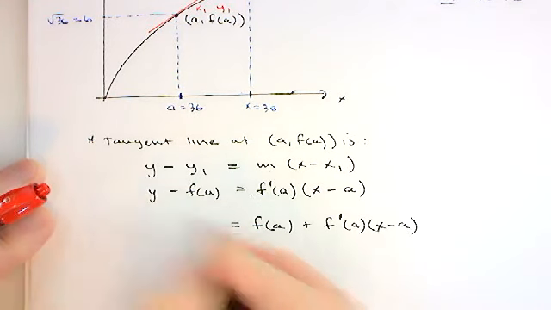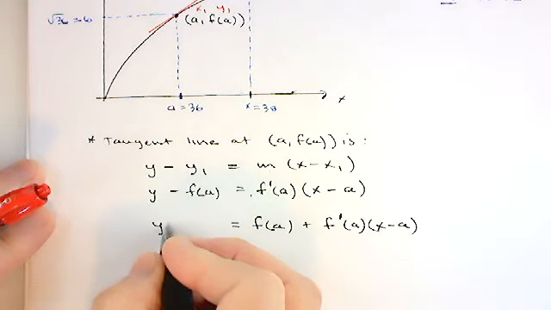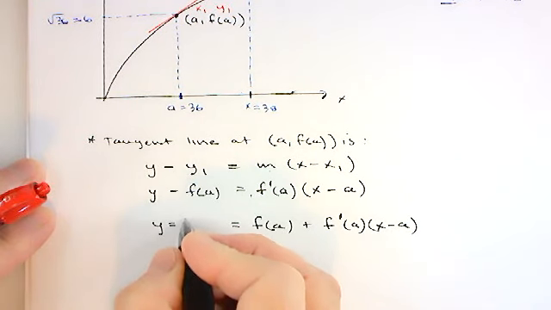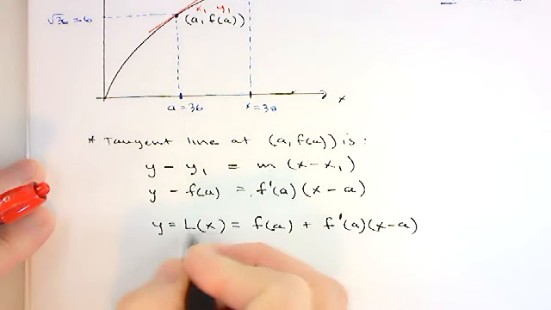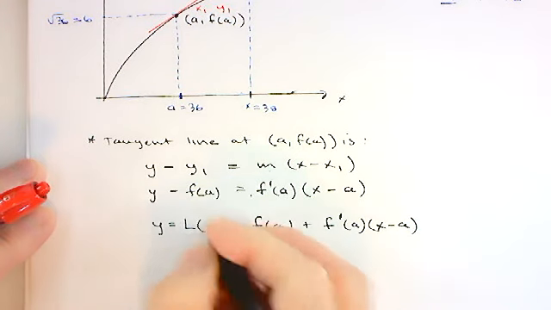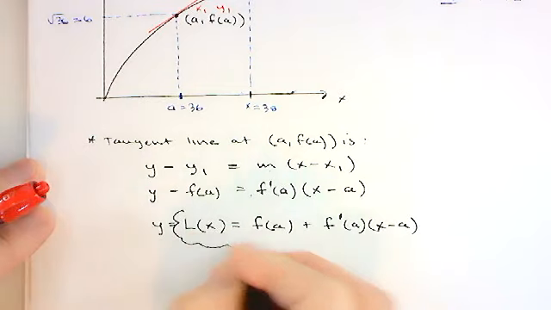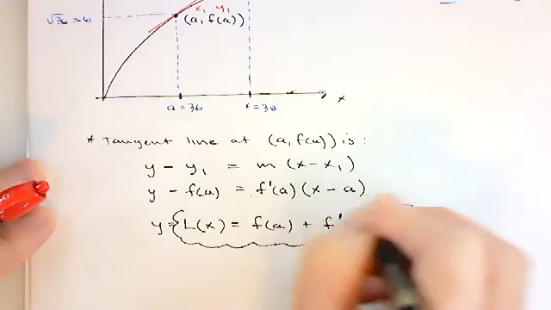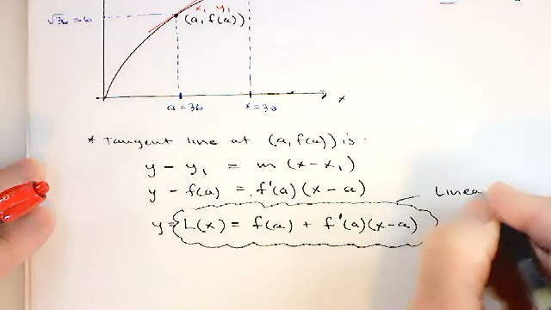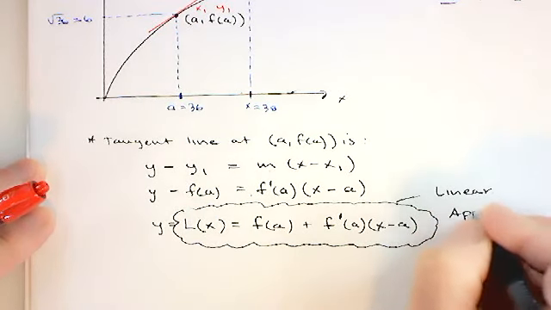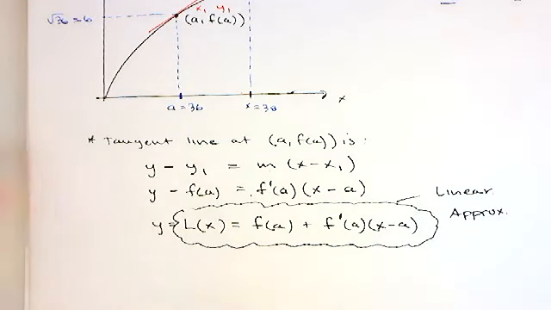So this then should be just y on the left side, but to really emphasize that we're doing a linearization, instead of f of x, let's call it L of x, the linearization. I'm just going to bubble this part because this is the formula you're going to use repeatedly in this section for your linear approximation, which again is really just a general equation for a tangent line.